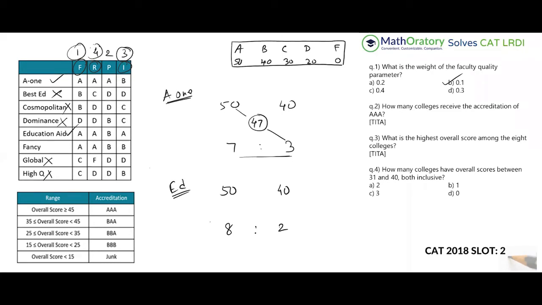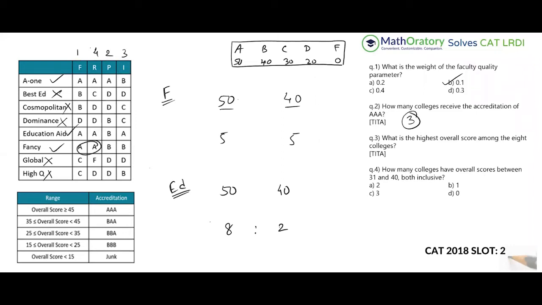And let us finally look at fancy. So I'm just taking this part off. So fancy here has AA in a couple of them. So AA are for 1 and 4. So that's 5. And 40 is also 5. So 5:5 is 1:1, right? So that's a simple average. 50 and 40 simple average is 45. So fancy also qualifies. So each of these 3 is actually qualifying. So the answer for this will be 3 colleges.